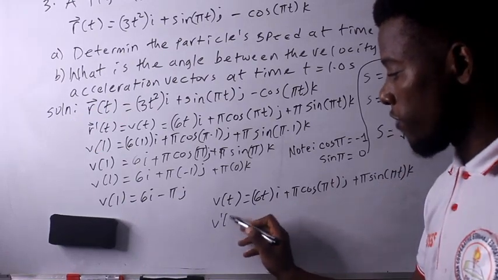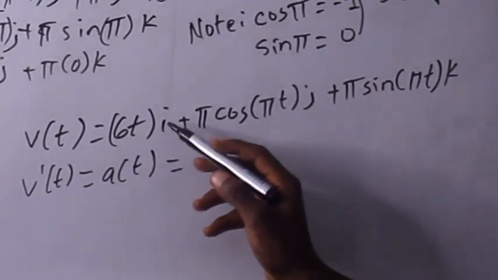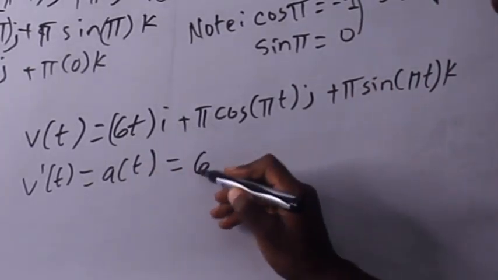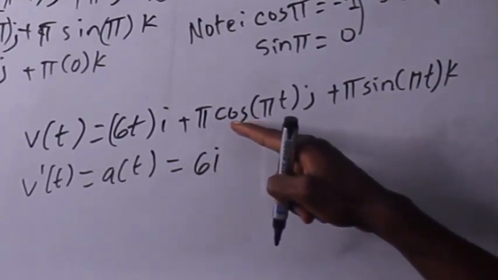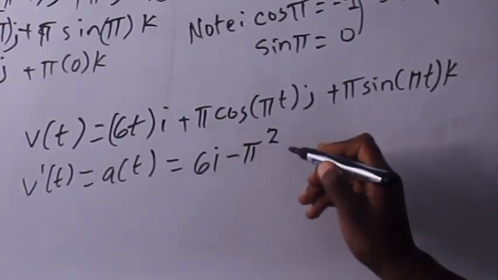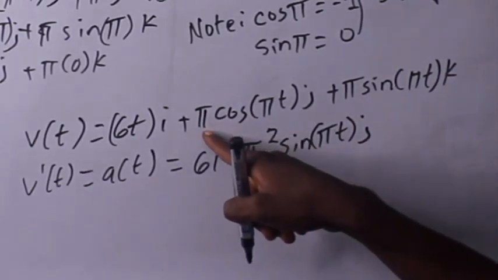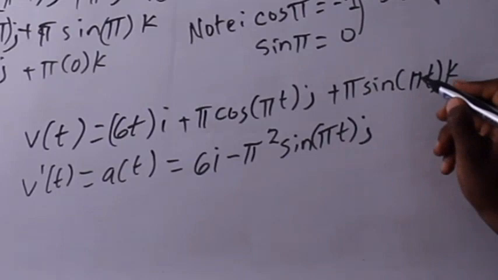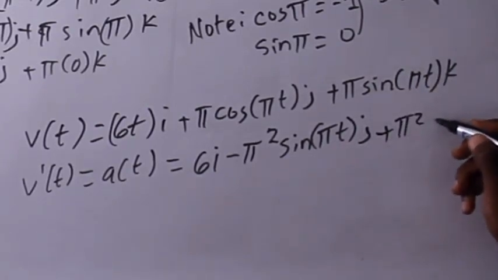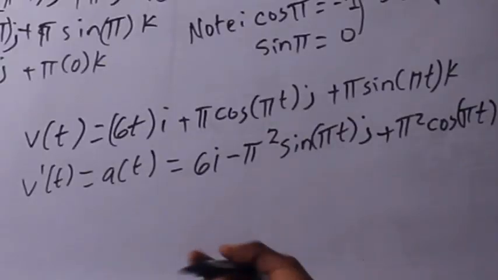So the derivative of v of t is a of t. What's the derivative of 6t? That's 6, so it's 6i. What's the derivative of cos pi t? That's negative pi sine of pi t, in the j direction. We already have a pi here, so this pi times this pi is pi squared. And then the derivative of this is positive pi squared cos of pi t in the k direction. This is the acceleration at any time t. So let's find the acceleration at t equals 1.